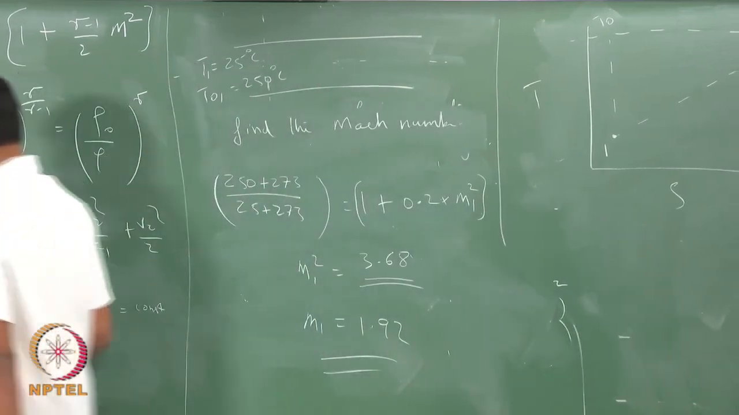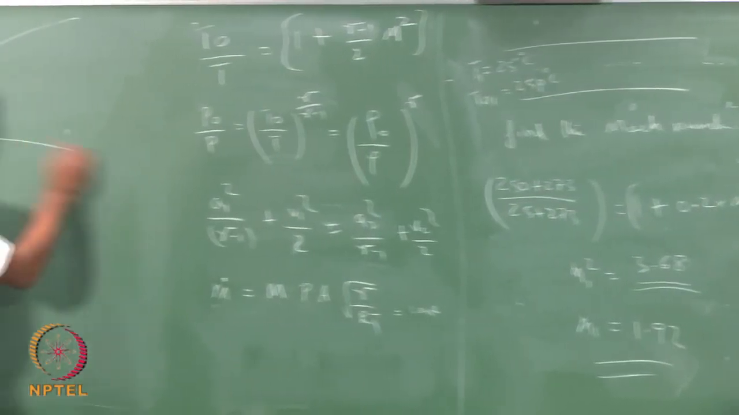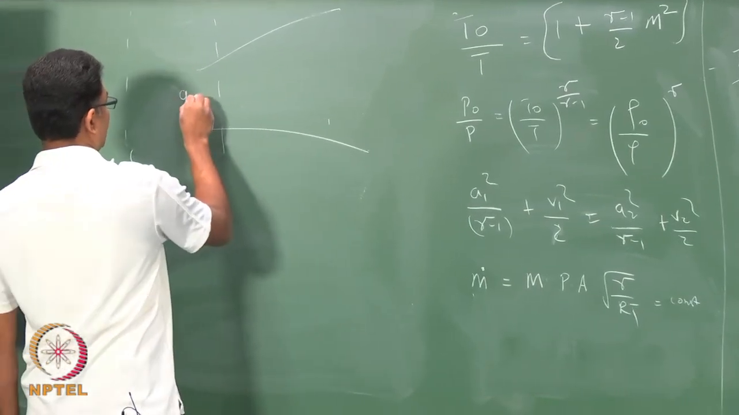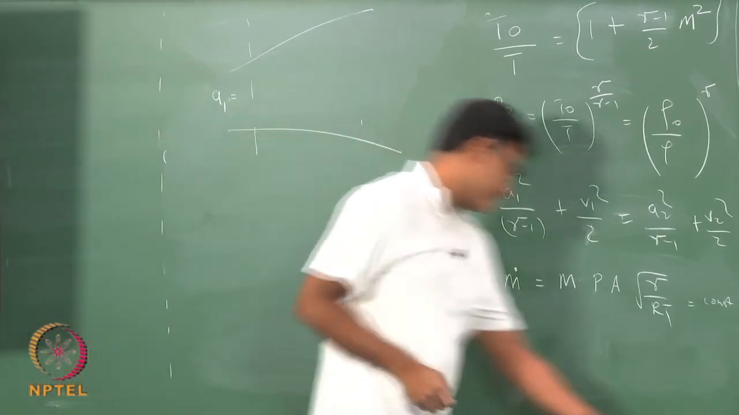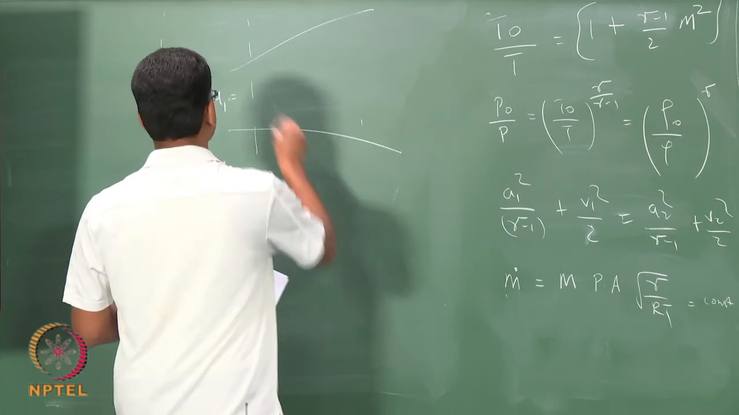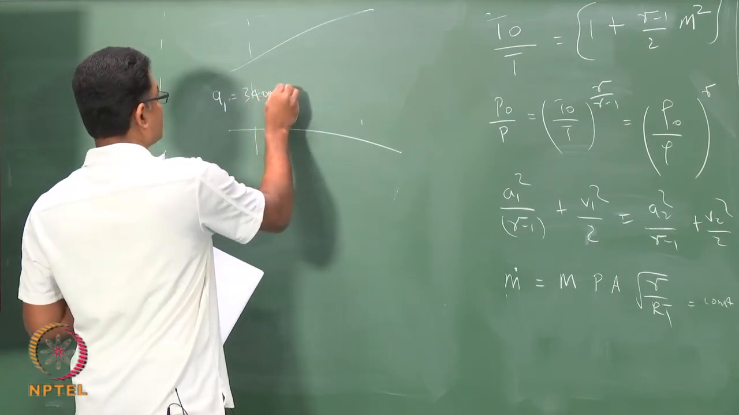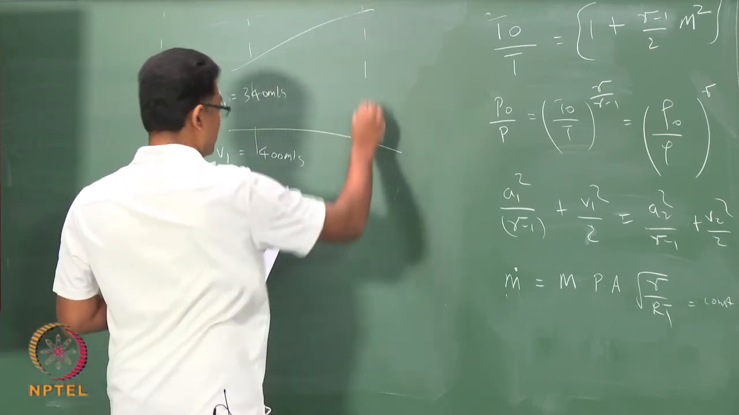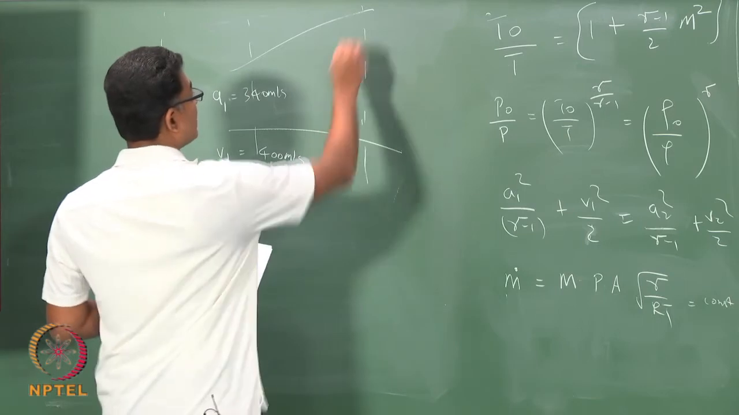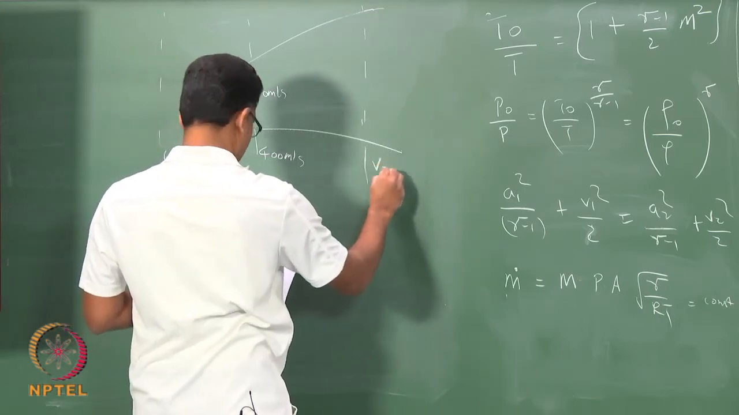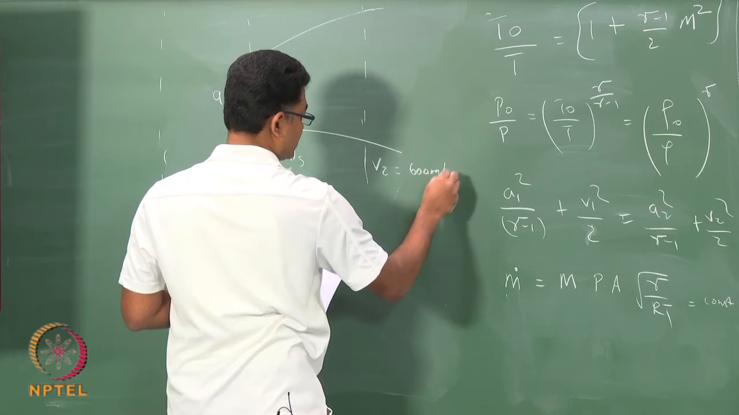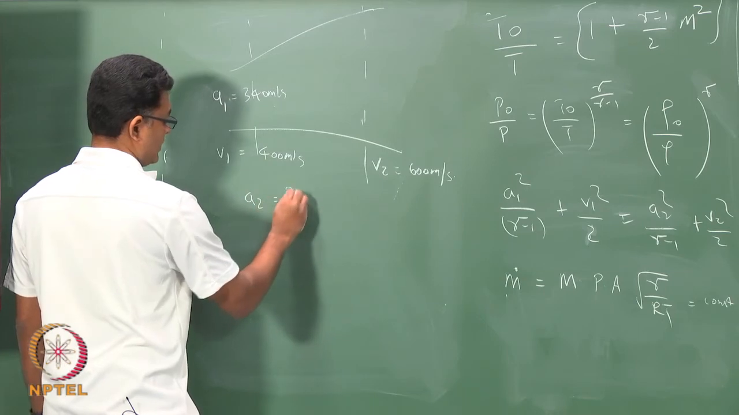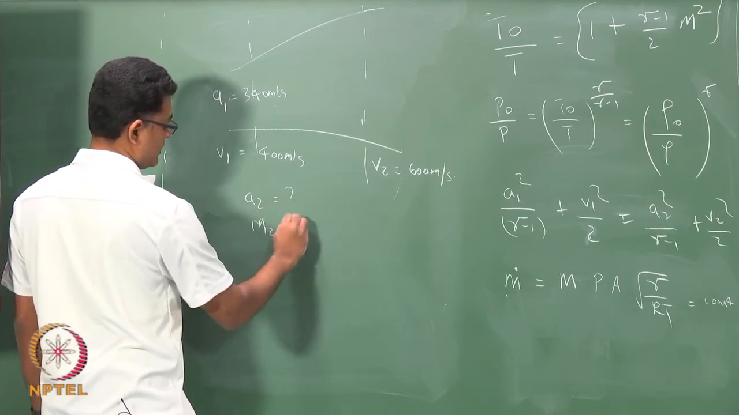So, put the question in a different way. If I have A1 to be 340 meters per second, V1 to be 400 meters per second, and if I measure the velocity at section 2, it is 600 meters per second. So, what is my A2, what is my M2?